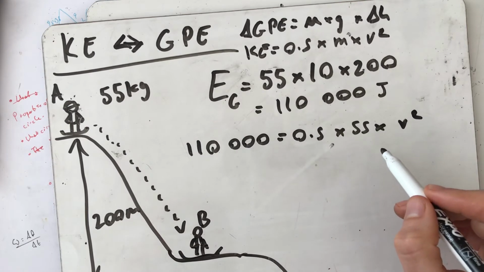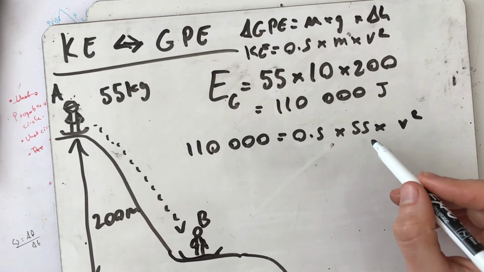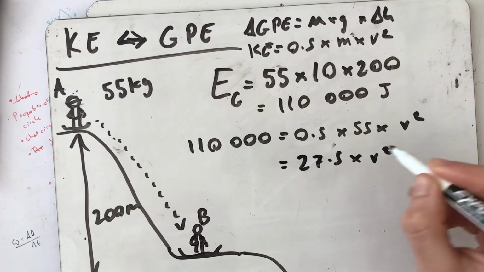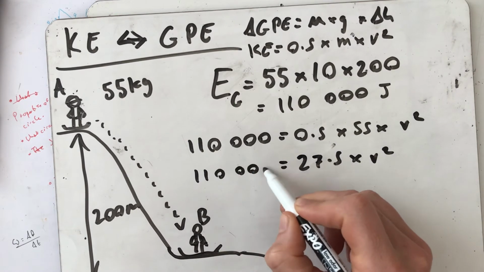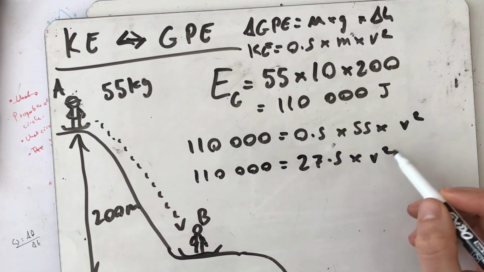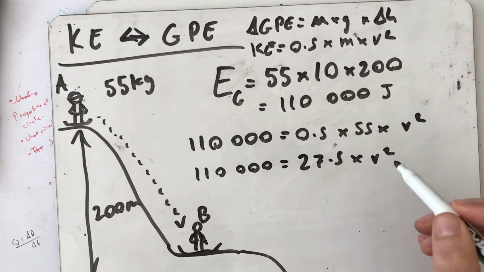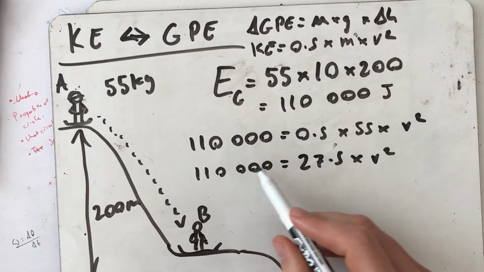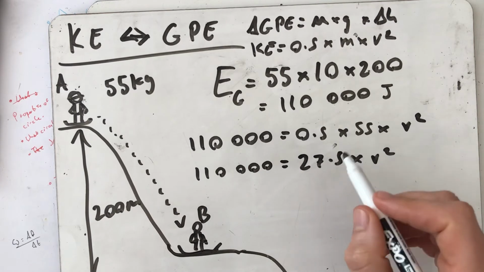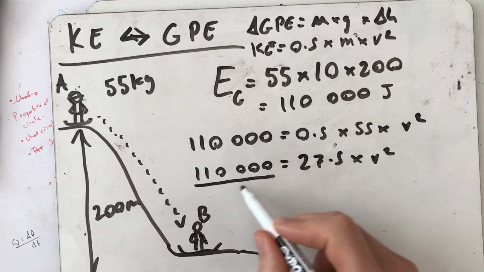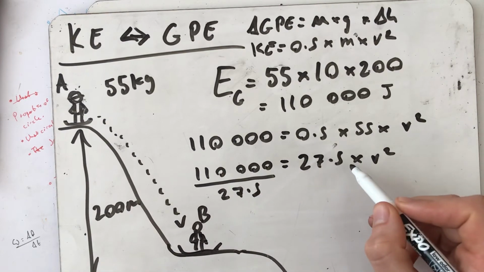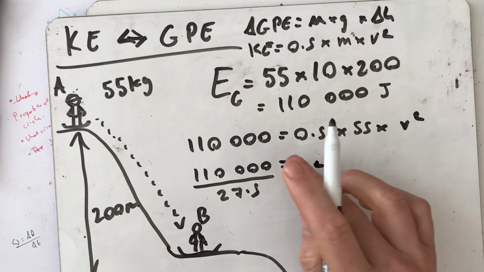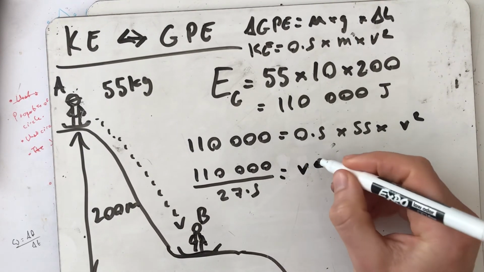So let's make our lives a bit easier. Let's take our 0.5 and multiply by 55, and that is going to get us 27.5 times v squared gives us 110,000. Now obviously we want to rearrange to finally get to v, but of course we've got to do one step at a time. So v squared multiplied by 27.5 gives us this. So if we want to get v squared by itself, on both sides we're going to have to divide by 27.5. Now because I've divided that, they cancel and it's gone. So that means that 110,000 divided by 27.5 is equal to v squared.